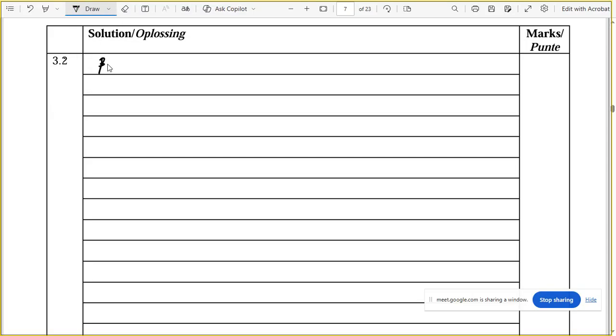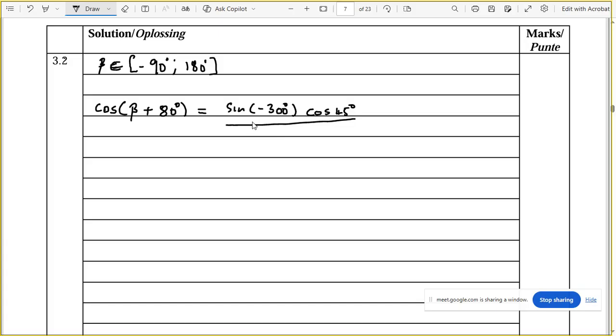Remember, we are given beta. The interval, they said beta must be an element of minus 90 degrees and 180. And then we need to solve the cos of beta plus 80 degrees. This is equal to the sine of minus 300 degrees, and then the cos 45 degrees, everything there divided by the cos 405.